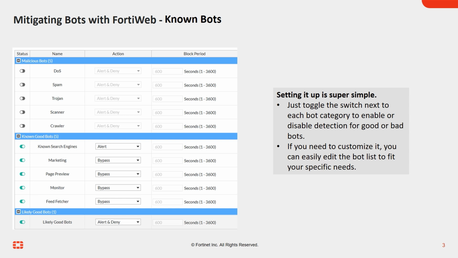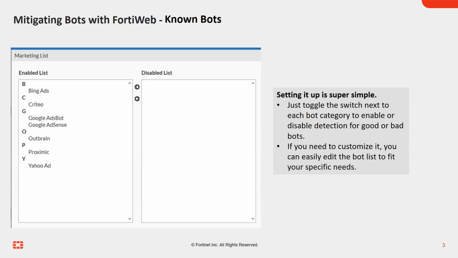Setting it up is super simple. Just toggle the switch next to each bot category to enable or disable detection for good or bad bots. And if you need to customize it, you can easily edit the bot list to fit your specific needs.